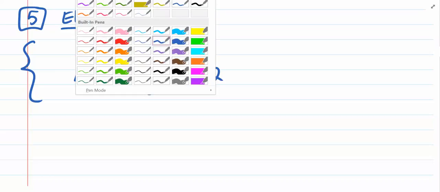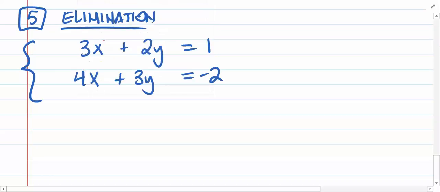So first, you should pick a variable that you want to eliminate. It doesn't really matter at this point. Do you want to eliminate the x's, or do you want to eliminate the y's? You want to eliminate the y's. Okay, look. So dealing with the y's, I have 2y up top and 3y on the bottom. So 2 and 3. So here's what I'm going to do. I'm going to multiply the top equation by the number negative 3. I'm going to multiply the bottom equation by the number 2.